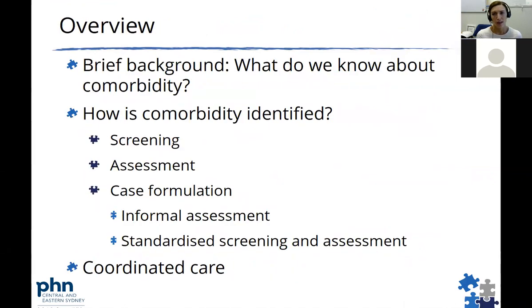So in terms of what we'll be covering in tonight's webinar, I'm going to start with a brief overview of what we know about comorbidity, followed by how we go about identifying comorbidity. And here I'll talk more in depth about screening, assessment, and the case formulation process, including informal and standardized screening and assessment techniques. I'll then talk a bit about the importance of engaging with other service types and providers to meet various patient or clients' needs as identified.